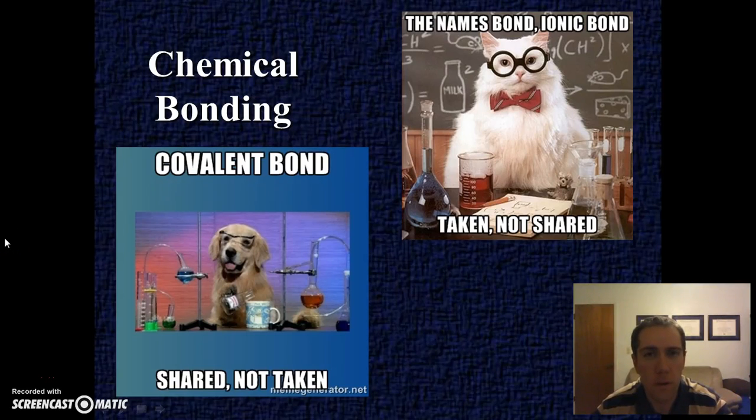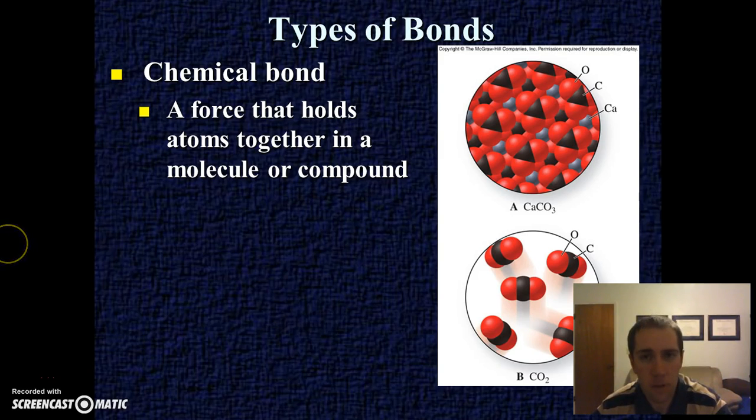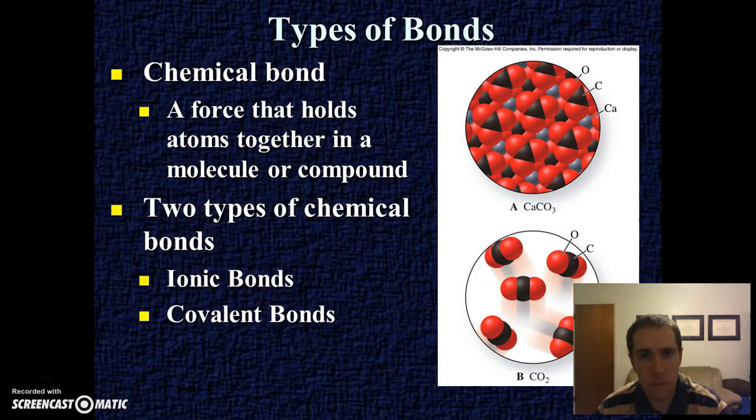Last week we talked about the different types of compounds. We had ionic and molecular compounds. This week we're going to start looking at what holds those compounds together, and those are chemical bonds. So a chemical bond is the force of attraction that holds a molecule or a compound together. And there are two types of chemical bonds that we're going to talk about. First is ionic bonds, and the second is covalent bonds.